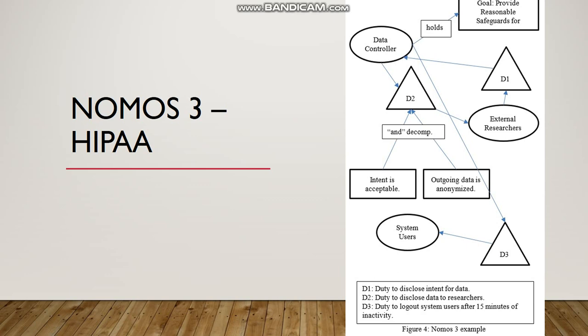D2 has conditions on its satisfaction called the antecedent. When utilizing Nomos 3's compliance analysis tools, it will become apparent which norms hold and which do not. In the event that a norm does not hold under a specific instance, new norms could be added to ensure the satisfaction of a goal.